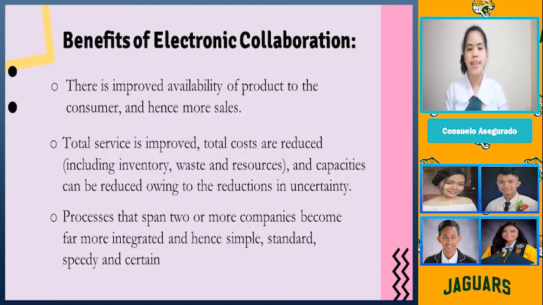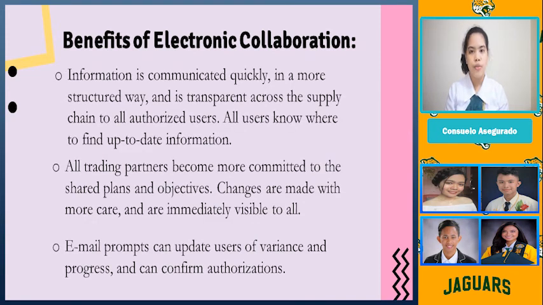Third, processes that span 2 or more companies become far more integrated and hence simple, standard, speedy, and certain. Everything is provided in the system so it would be easier to create faster transactions. Fourth, information is communicated quickly in a more structured way, and it is transparent across the supply chain to all authorized users. All users know where to find updated information. Since it is a give and take of information between the supplier and the customer, and all the data is updated, it would be easier to track the items or orders.